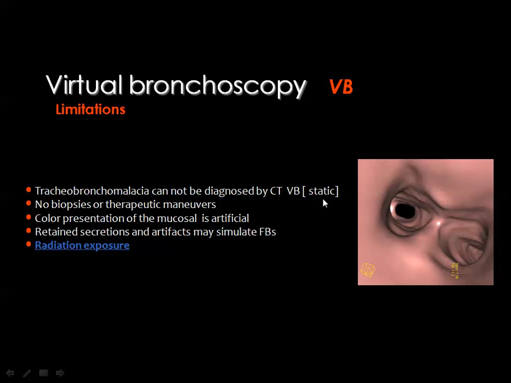In order to diagnose tracheobronchomalacia, you need the true endoscope. The virtual endoscope cannot obtain biopsies or do therapeutic maneuvers. The color presentation of the mucosa is artificial, and that's to say you cannot diagnose by this virtual endoscope any mucosal abnormality like congestion or ulceration.